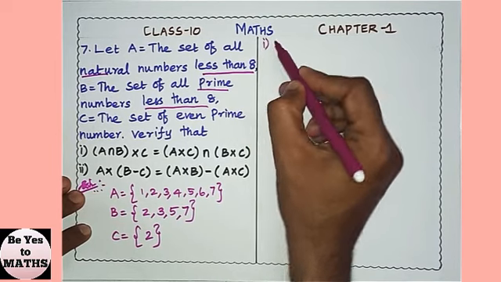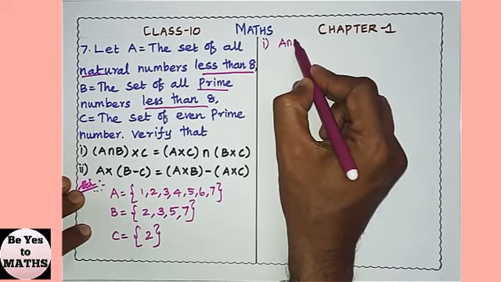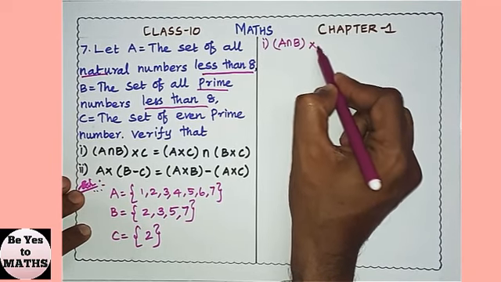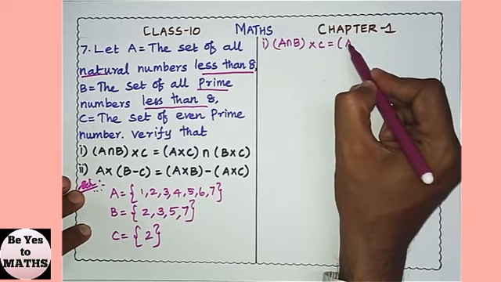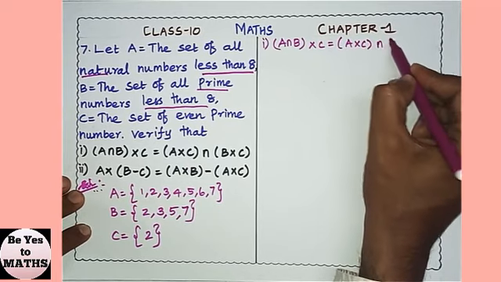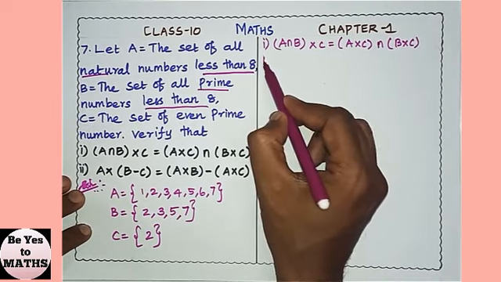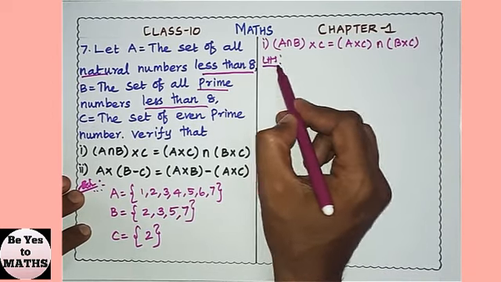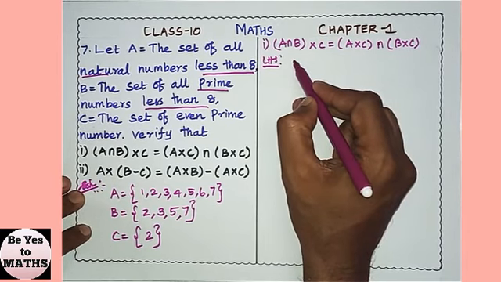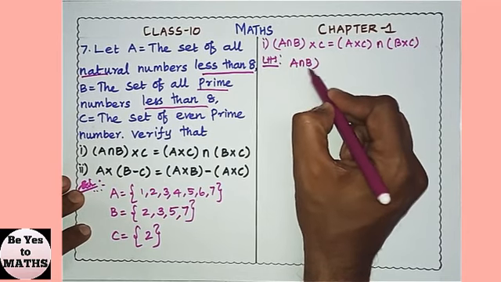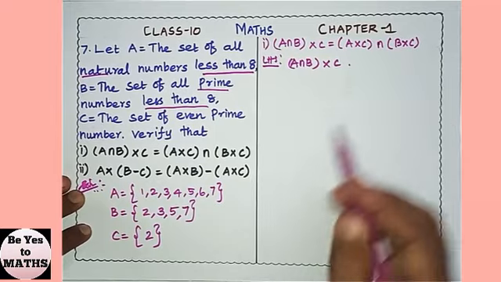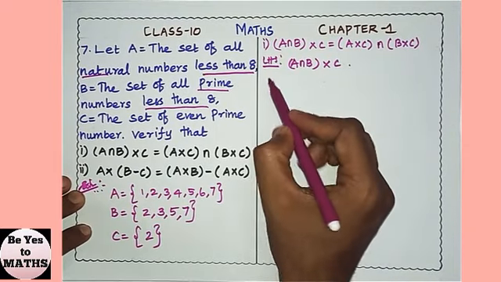The first condition here is (A intersection B) cross C is equal to (A cross C) intersection (B cross C). First we'll take the left hand side. Left hand side we have (A intersection B) cross C. First we'll solve A intersection B.